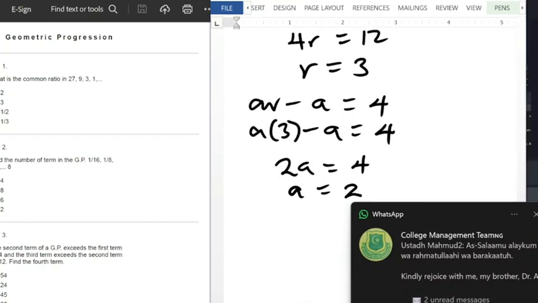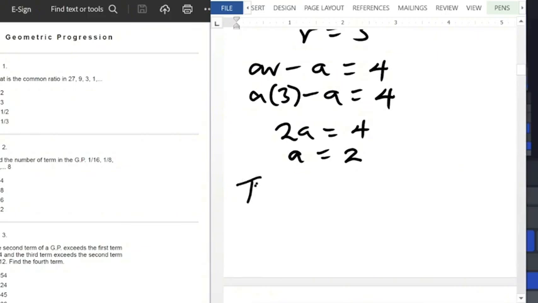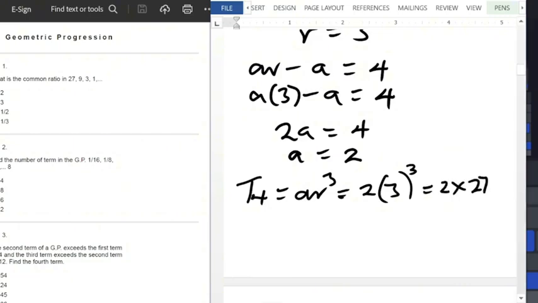The question says, find the fourth term. So the fourth term of the GP, T4, equals AR raised to the power 3. Which is equal to the first term, that is 2, multiplied by the common ratio, that is 3, raised to the power 3. So which is equal to 2 multiplied by 27, that is 3 raised to the power 3, 27. So 2 multiplied by 27, that is 54. That is option A. So that is that on question number 3.